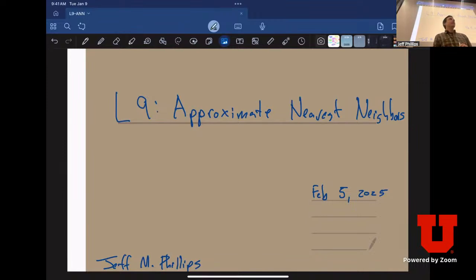So today we're going to be talking about approximate nearest neighbors, and we've talked around this topic a bit already. We're going to give a broader perspective today, some sense of where it's so useful and a bit of the historical development of it.